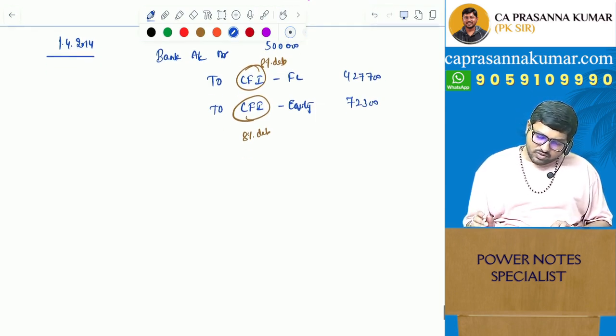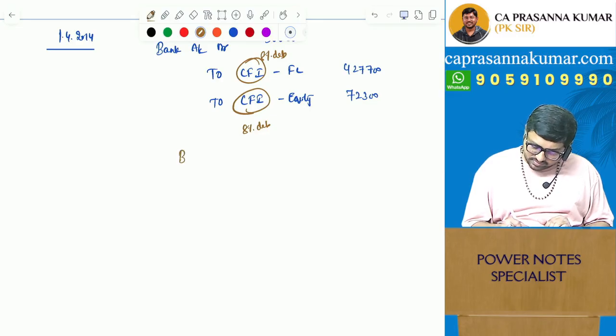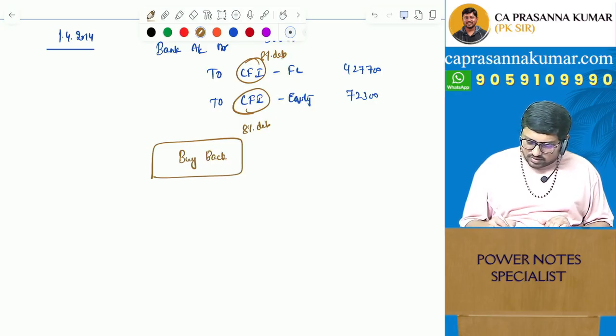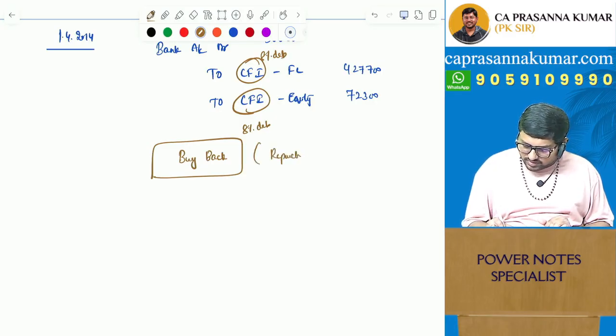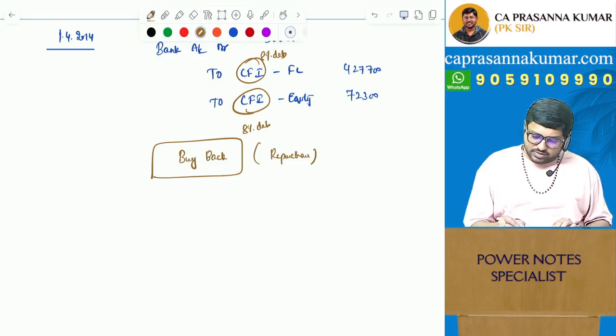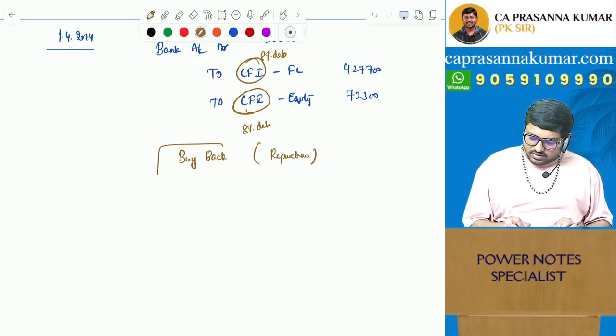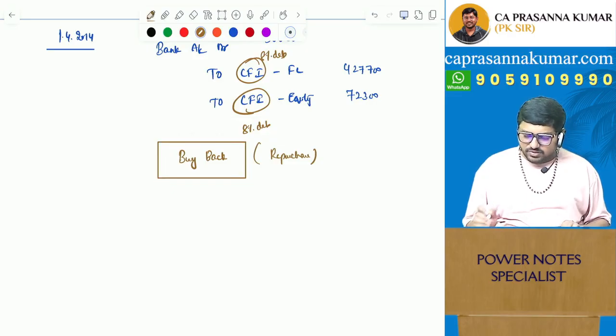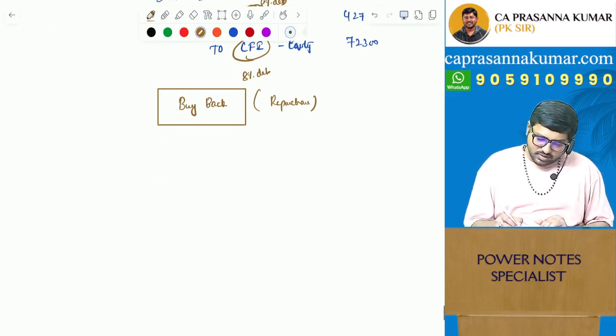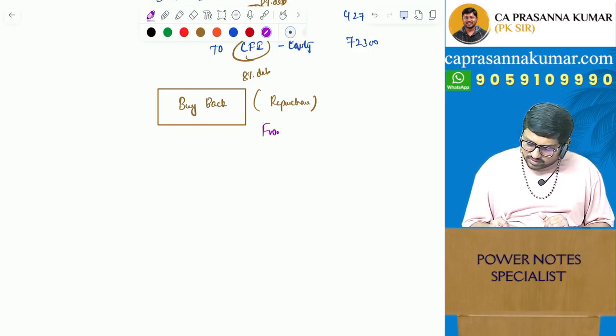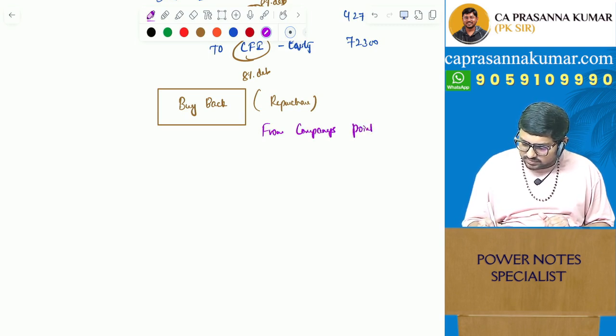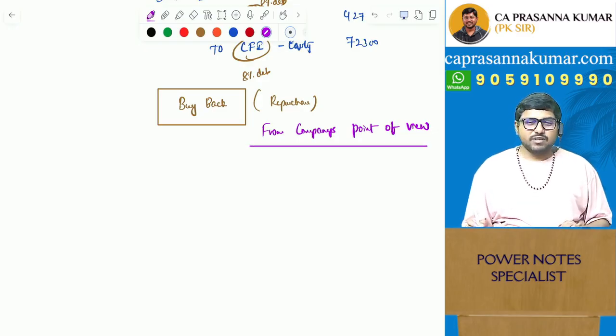Okay, now let's go to repurchasing time, that is buyback. You can also call it as repurchase according to the question. Now, the buyback, we are doing it from the company's point of view. So, from company's point of view, keep this in mind. If you keep this in mind, it will be easy for you to understand. That's what I'm trying to say.